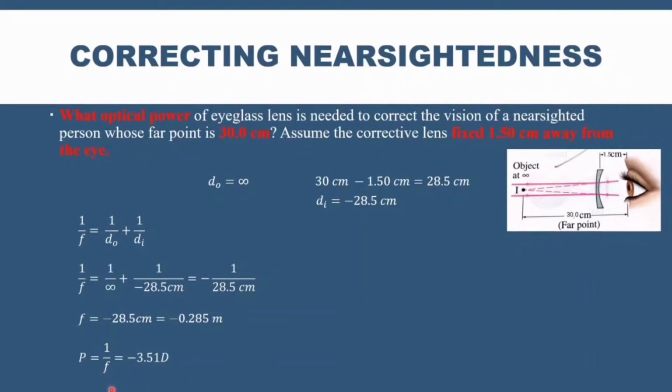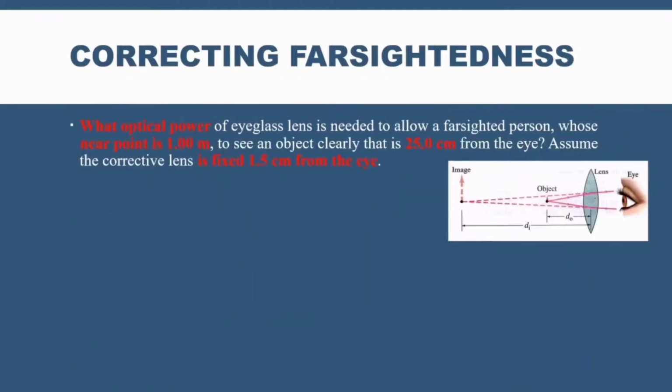The minus sign indicates that it must be a diverging lens. The unit for lens power is the diopter, which is an inverse meter. 1 diopter equals 1 m^-1.